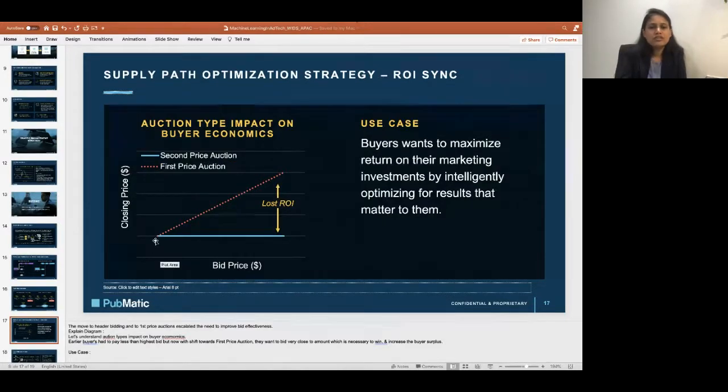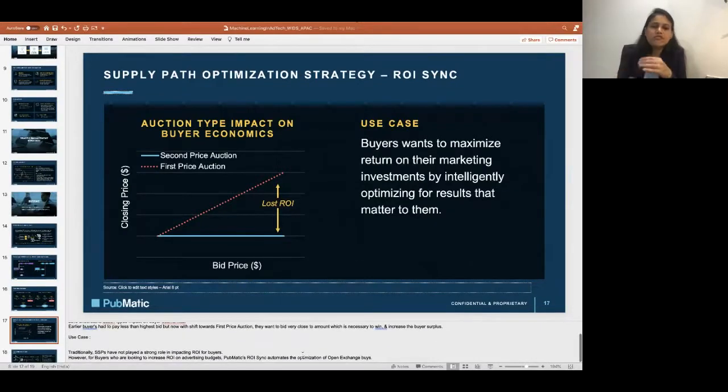Earlier the auction used to close at the second price, which is the blue line. Now the auctions are getting closed at the first price, which is the red line. So you can see there is a gap over here, which is the lost ROI. The use case here is that buyers want to maximize return on their marketing investment by intelligently optimizing for results that matter to them.